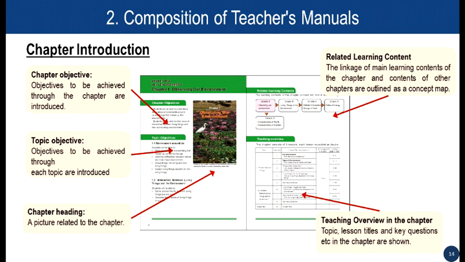The topic objective is to be achieved at the end of a lesson or a topic. The chapter heading, in the sample provided, shows a picture related to the chapter and also the connection between the contents, which is shown in the related learning content. And far below, you have the teaching overview of the chapter.